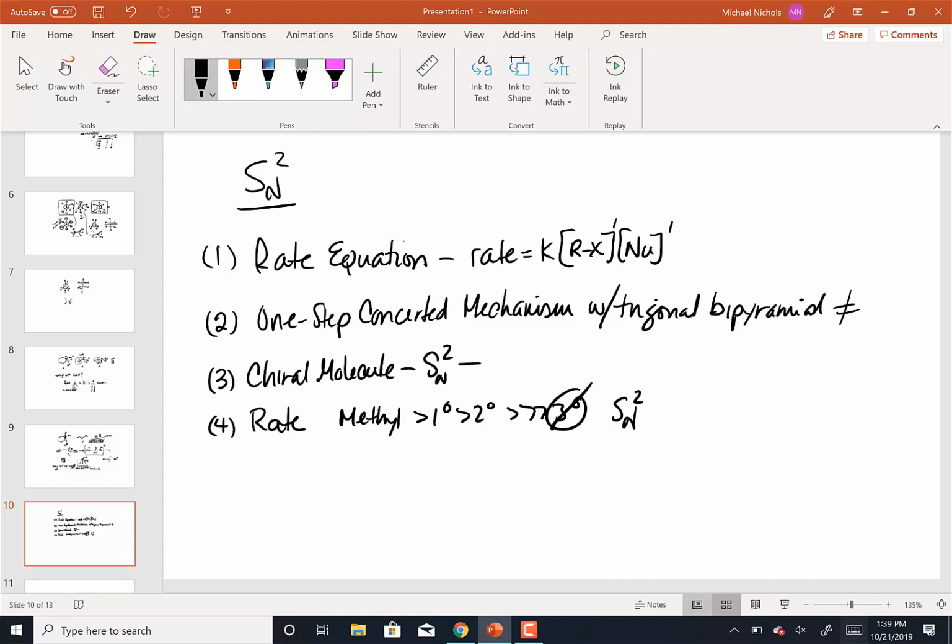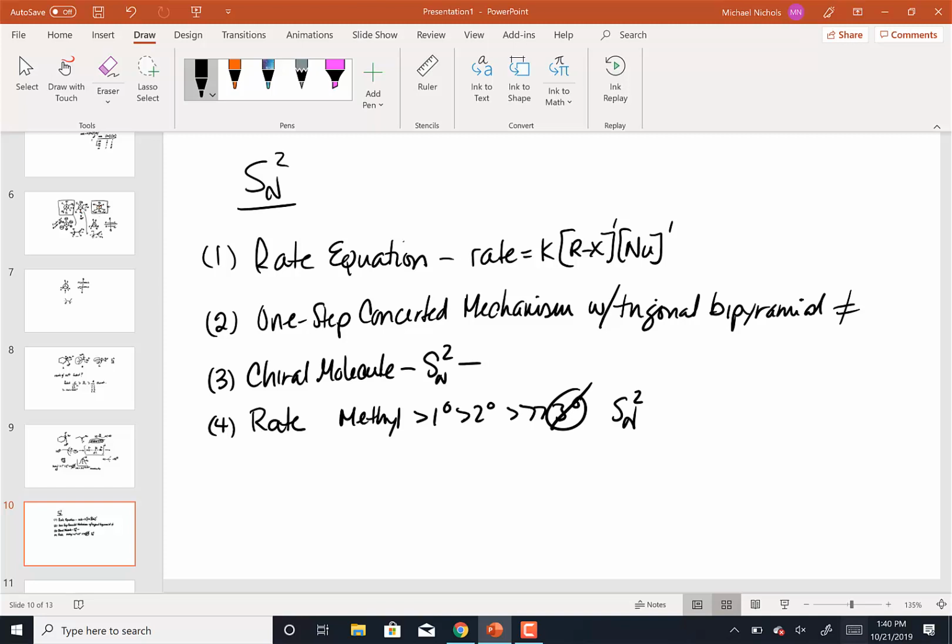To the first power each. What does that mean? If I doubled the concentration of the alkyl halide, what would happen to the rate? It would double. If I doubled the concentration of the nucleophile, what would happen? The rate would double as well.